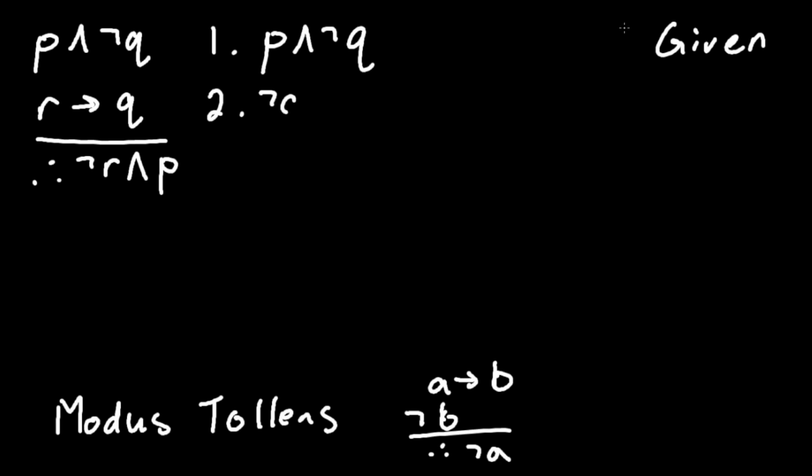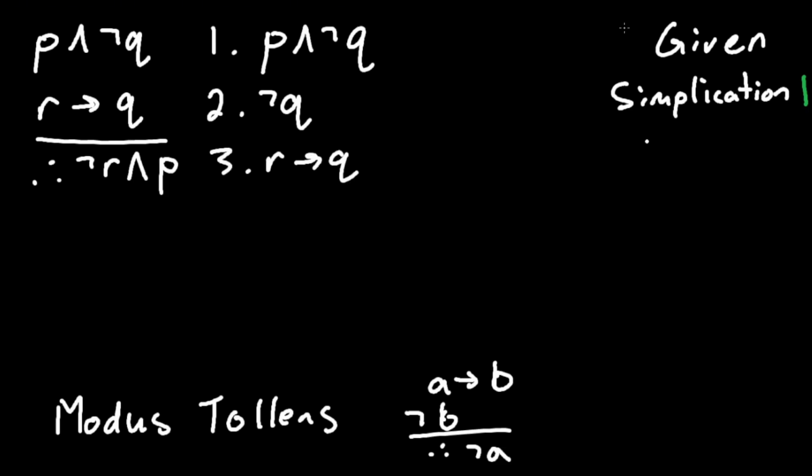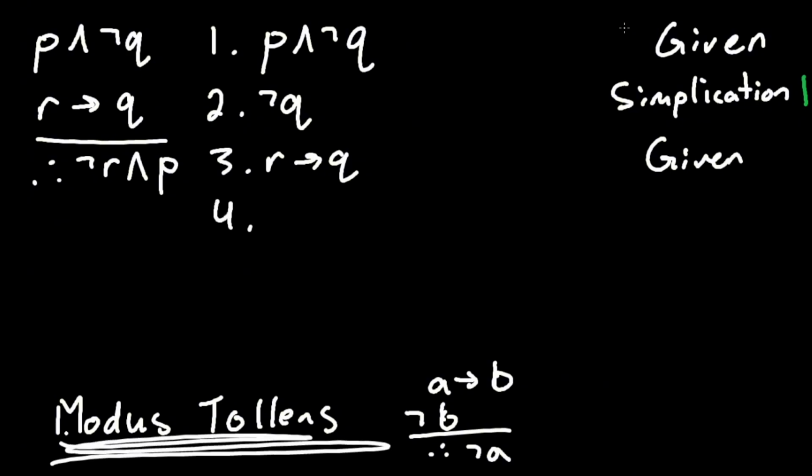Okay, next thing, I'm going to use simplification. So I haven't shown you this in this video yet, but simplification on line 1 to get not Q, right? And so right on the third step, R implies Q with given. Here's the thing. Now we have the format for modus tollens.